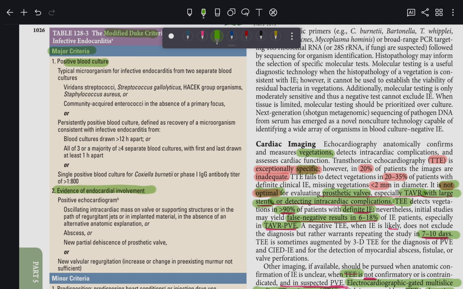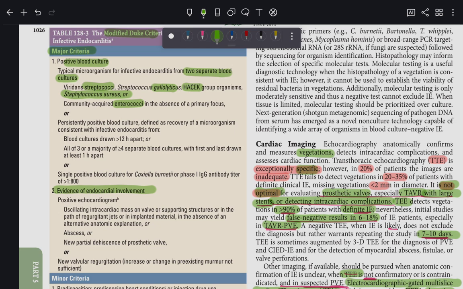So if a typical microorganism for infective endocarditis is isolated from two separate blood cultures. Now what are the typical organisms? One is Streptococcus viridans, another is Streptococcus gallolyticus, HACEK group, Staphylococcus aureus, or community acquired enterococci in the absence of any primary focus.